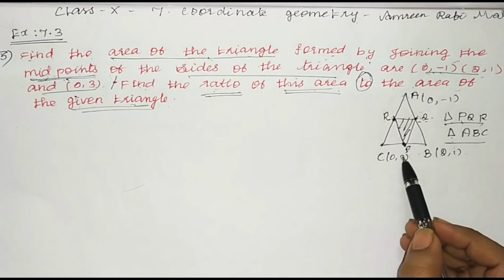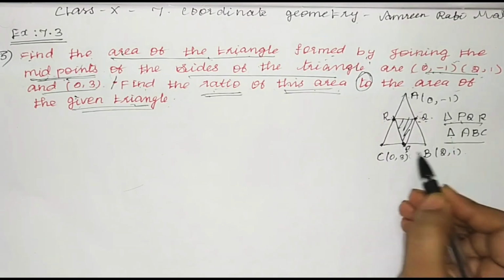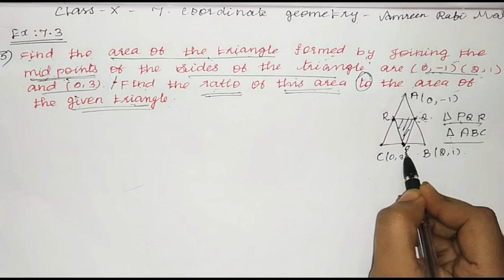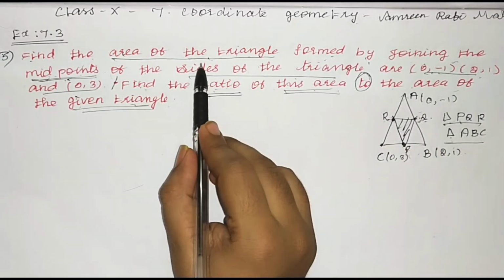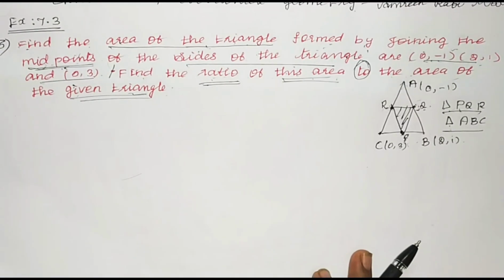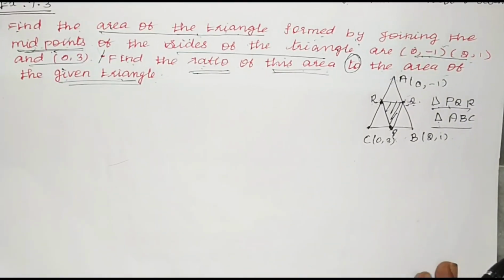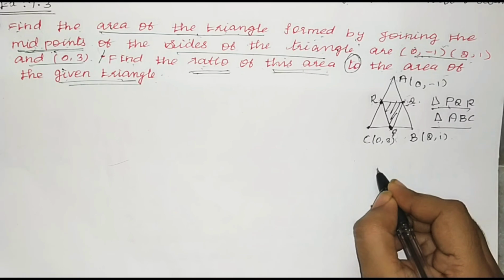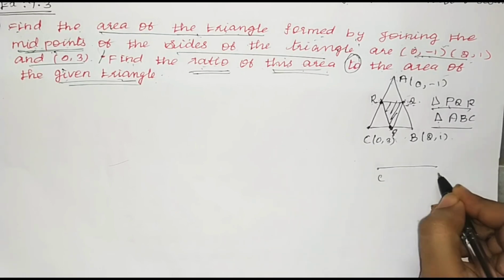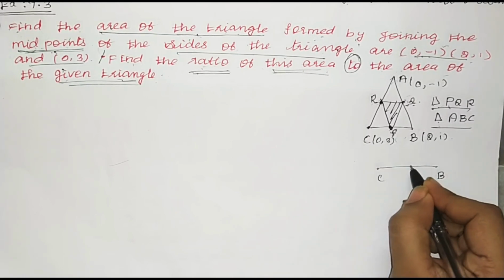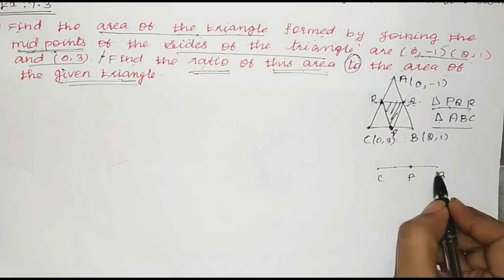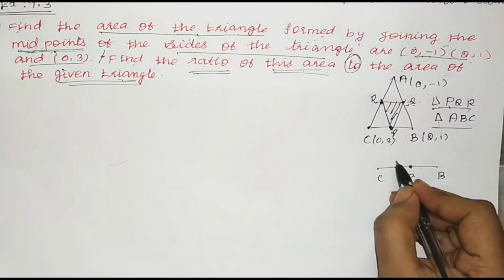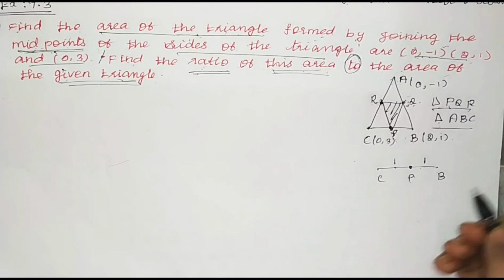First we can find the coordinate point P. If you know the coordinate points P, Q and R, we can find the area of the triangle. Now listen, here we are using the section formula. Listen carefully. BC is a line segment and P is a midpoint. What ratio will you consider? If P is a midpoint, we consider the ratio 1:1.